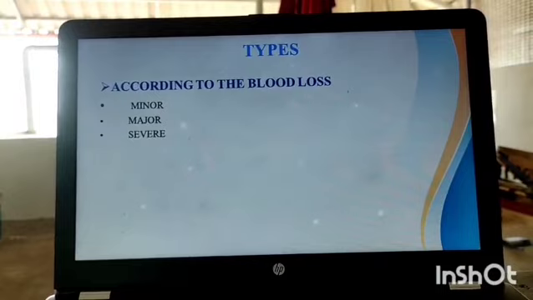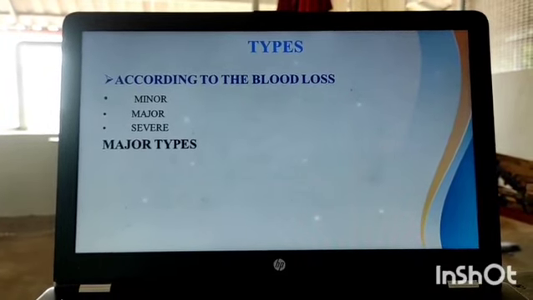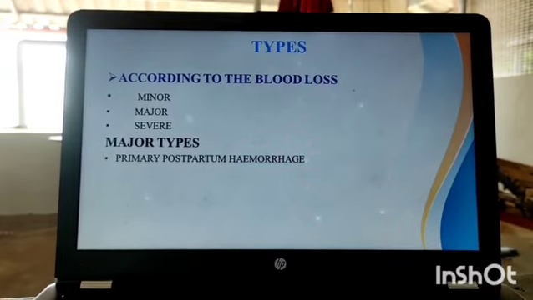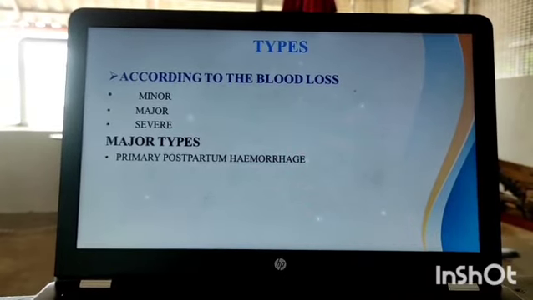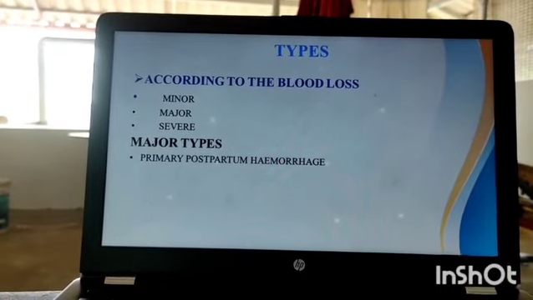Major, severe. Then normally there are two types of postpartum hemorrhage. The two major types are primary postpartum hemorrhage. What do you mean by primary postpartum hemorrhage? The bleeding occurs within 24 hours of delivery.